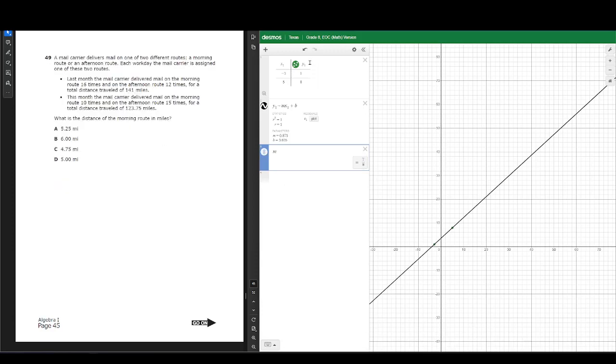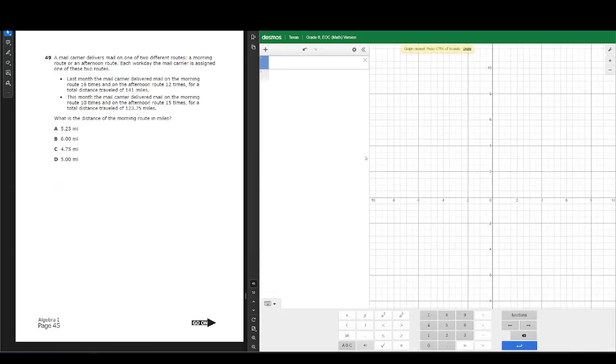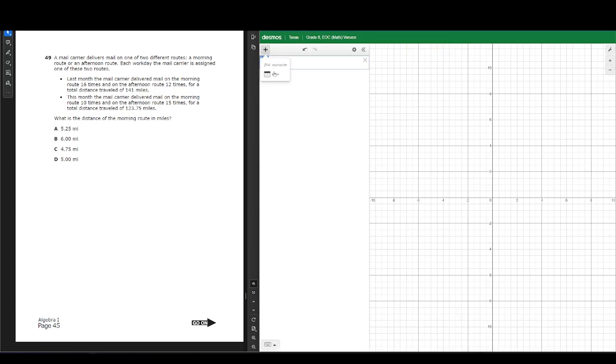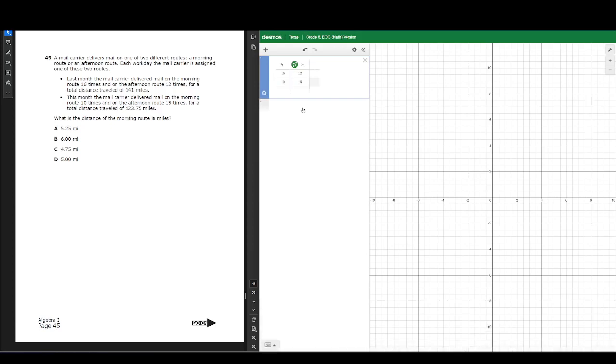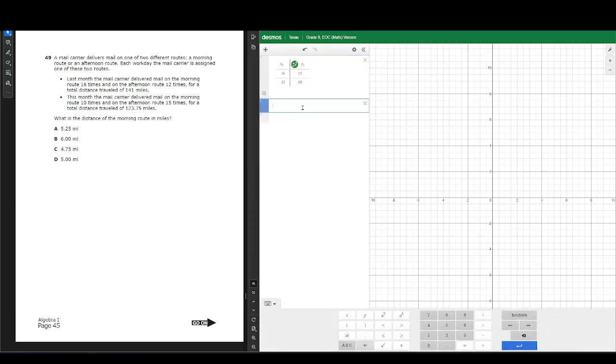So G. A mail carrier delivers mail on one of 2 different routes, a morning route and an afternoon route. Each workday, the mail carrier is assigned one of the 2 routes. Last month, he delivered the morning route 16 times and the afternoon route 12 times. Okay, that sounds to me like an ordered pair, 16, 12. And so I don't know if this is useful, I'm just capturing it. This month, the mail carrier delivered mail on the morning route 10 times and the afternoon route 15 times for a total distance of 123.75. What is the distance of the morning route in miles?